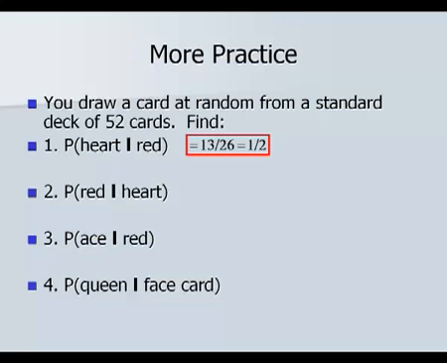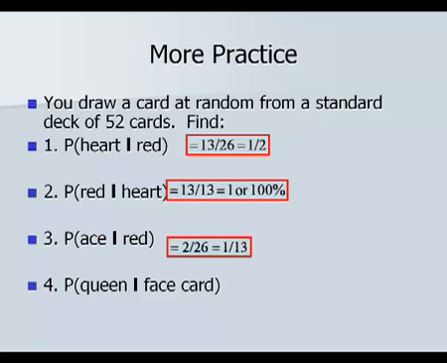Number 2, the probability of being a red given that it was a heart. The probability of being a red and a heart is 13 cards out of the deck, and the probability of being just a heart is 13. So 13 over 13 is 1 or 100% chance. Number 3, the probability of being an ace given that it was red. The probability of being a red ace is 2 cards out of the probability of being red, which is 26 cards. 2 out of 26 is 1 out of 13.